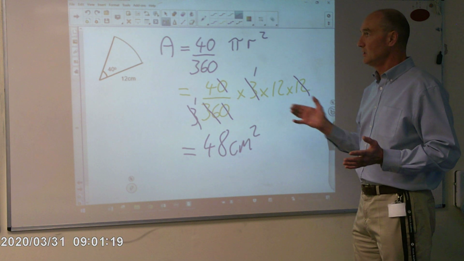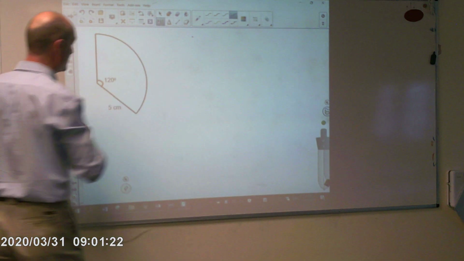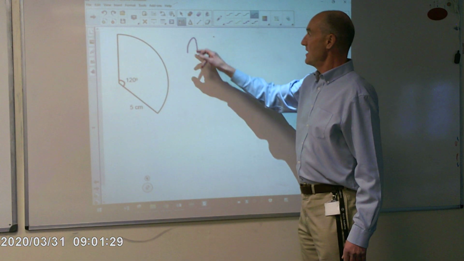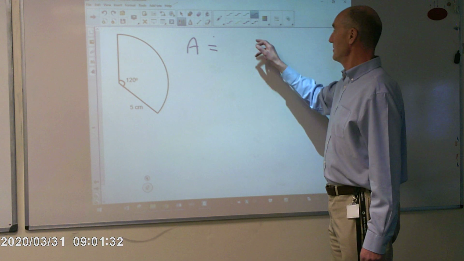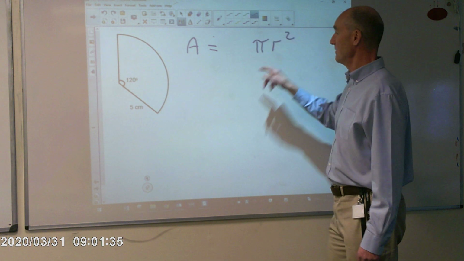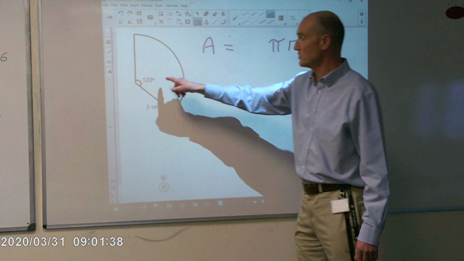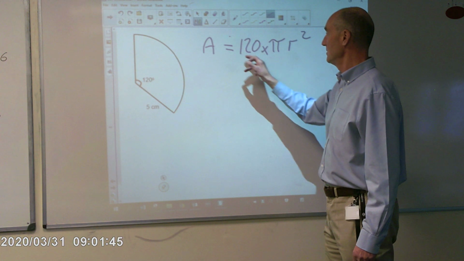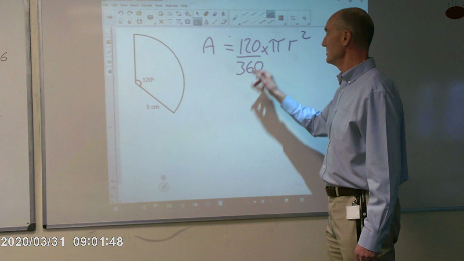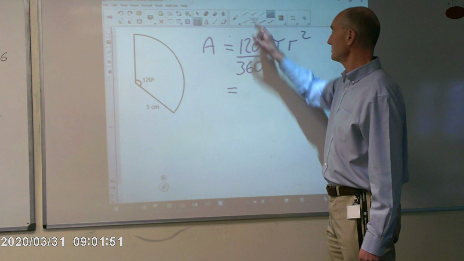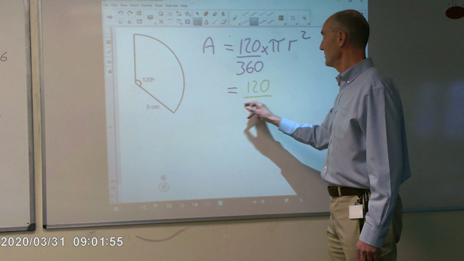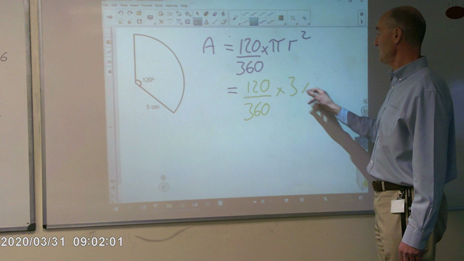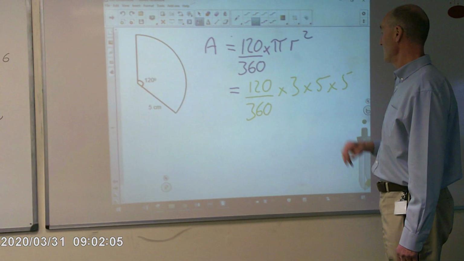Okay. Last example for today's session. I've got 120 degrees here. Area equals pi r squared for the whole circle, but we're not using the whole circle, we've just got a sector. And that is 120 degrees out of the 360 degrees that has been used. Let's put all our numbers in. 120 degrees over 360 degrees, multiplied by the value of pi. I'm taking the value of pi of 3 again, multiplied by 5, multiplied by 5.